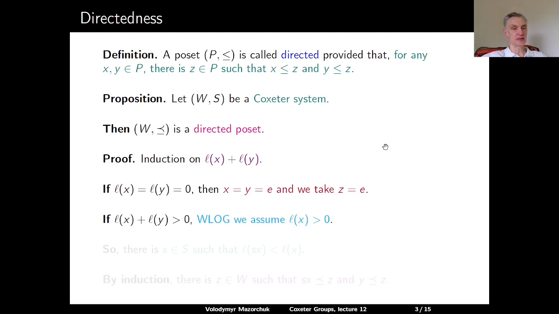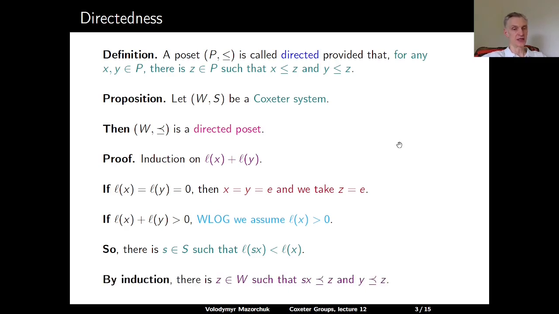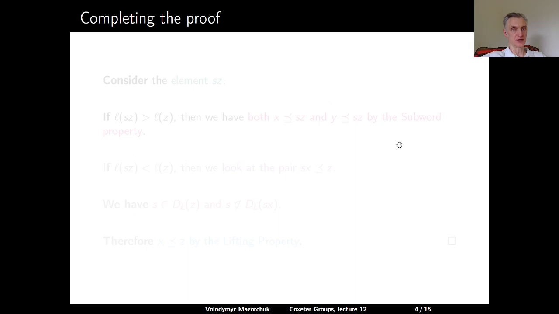If the length of x plus the length of y is strictly positive, then without loss of generality we may assume that the length of x is strictly positive. Then this means that there is a simple reflection s such that the length of sx is smaller than the length of x. So s belongs to the left descent set of x. By induction, now the length of sx is strictly smaller, so there is an element z in W which is Bruhat greater than or equal to sx, and which is Bruhat greater than or equal to y. So here we use the inductive assumption.